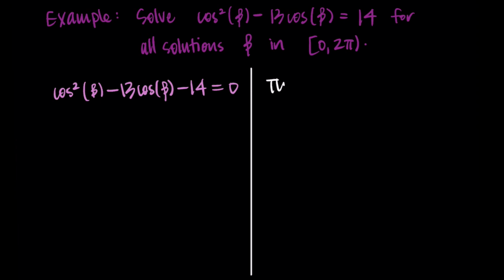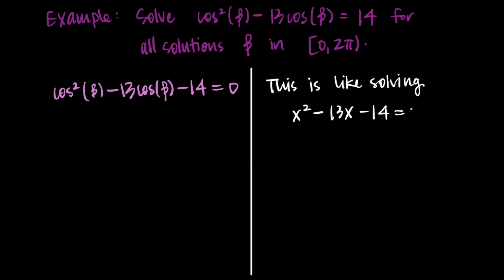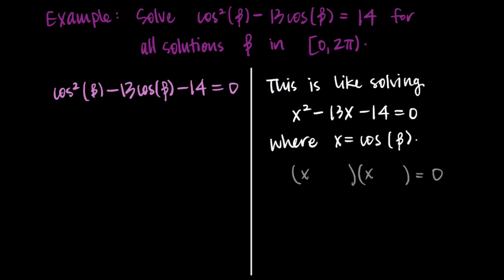Now let's look at the parallel version of this problem. So this is like solving x squared minus 13x minus 14 equals 0, where we replaced the cosine with an x. So we have x equals cosine of beta. Now this problem might not seem as intimidating. So here I'm assuming that we're going to be factoring into 2 pieces because I have the x squared and the x and the constant term.